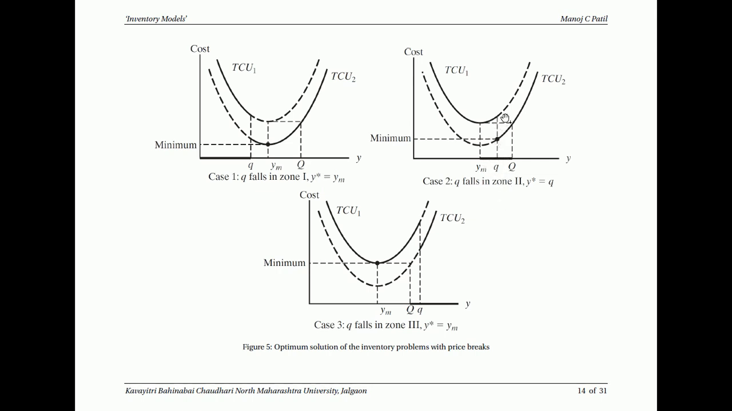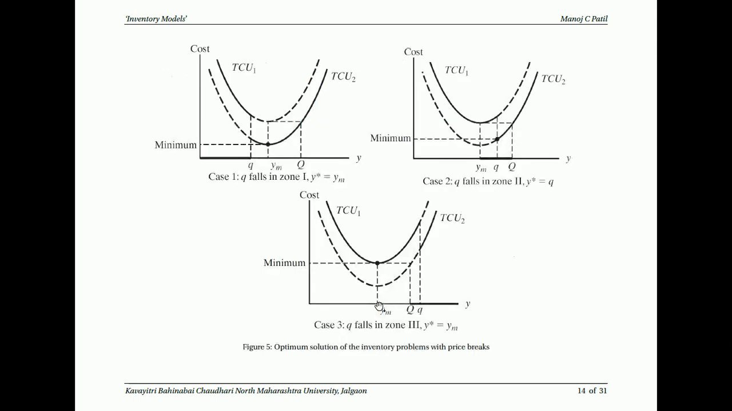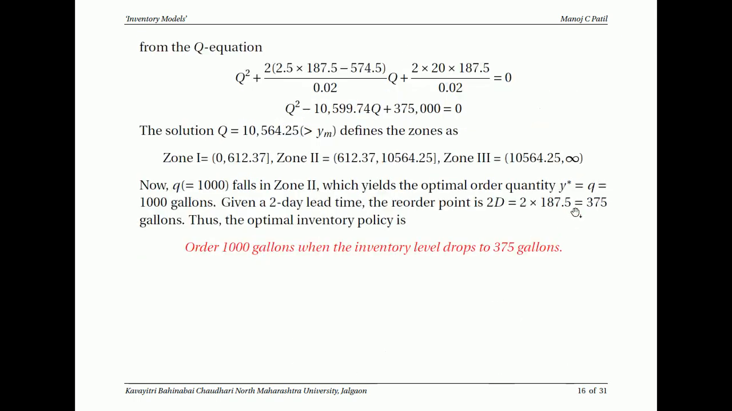zone 2. For zone 2, we have y star is equal to Q. If Q is in zone 2, y star is equal to Q. So our EOQ is equal to 1000. Q is equal to 1000. Okay, and for one day we have 187.5, so for 2 days the reorder point is 375 gallons, and the optimal inventory policy is to order 1000 gallons when the inventory level drops to 375 gallons.